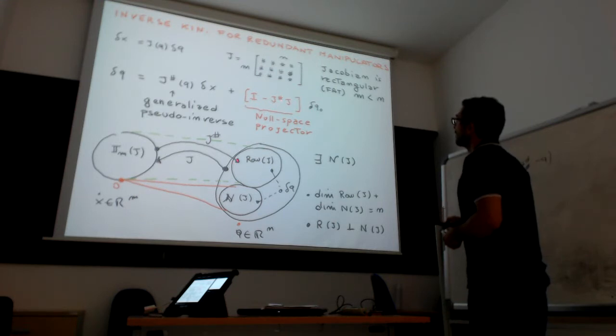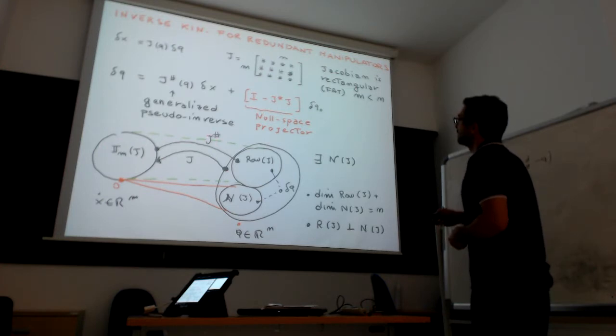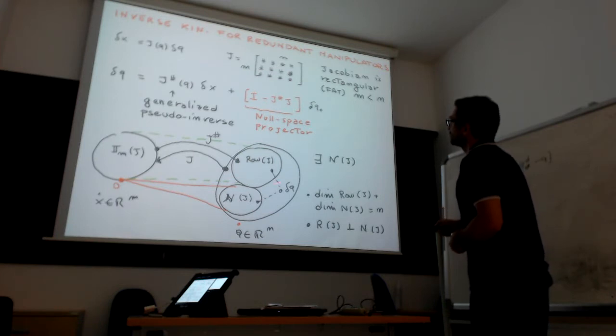Because you can think about first going here, okay? So you say that J filters everything from here and goes here, and then this maps back with J pseudo-inverse, mapping back in the row space. So if you have something like in here doing this, you remove this null space part and you get the row space part. If you do I minus this, it means that you are projecting in here, okay?